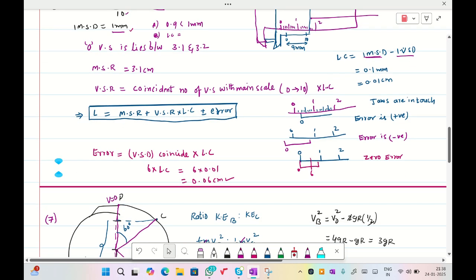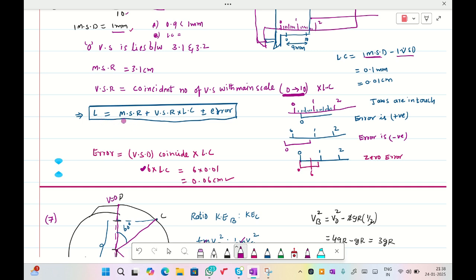Otherwise, error is there. To calculate the error, after touching the jaws without keeping the object, check which division of the vernier scale coincides with a main scale division. In the vernier scale, 0 to 10 divisions are there. In these 10 divisions, which one coincides? Suppose I take the 6th division coinciding. That is the vernier scale division, and to find the error we multiply by LC. So 0.06 centimeters is the error. If this error is positive, subtract; if negative, add. People already know this, no need to explain much, it is just for remembrance.